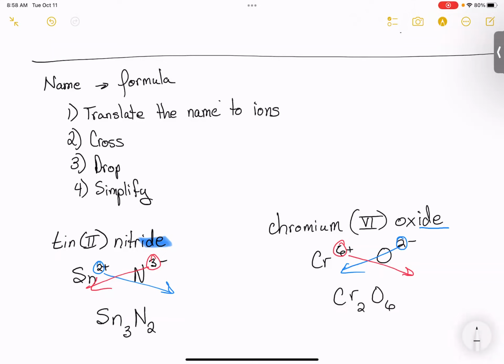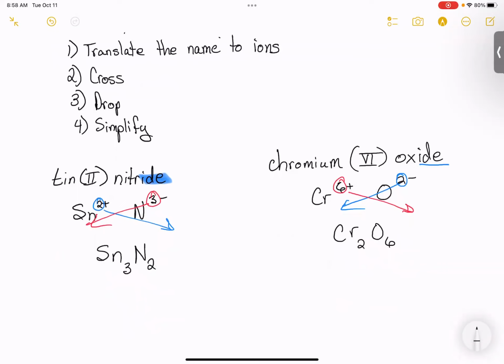But this is where you have to remember the last piece, because ionic compound formulas are always in the smallest whole number ratio possible. Ionic compound formulas must be in the smallest whole number ratio possible. Since 2 and 6 are divisible by 2, we have to do so. So this formula would be CrO3.